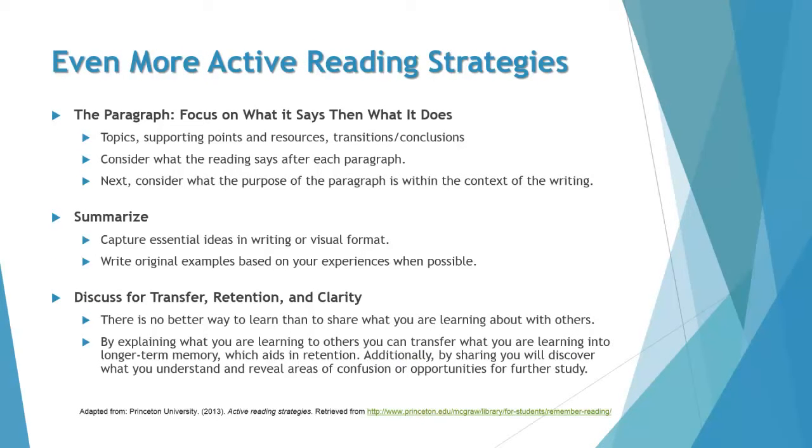Thinking of the text itself more closely, focusing in on the paragraph, it's a good idea to focus on what the paragraph says and then what it does. So for example, look at the topics, supporting points and resources, and the transitions or conclusion statements in every paragraph. The first sentence in a good paragraph typically has the topic stated very clearly. The following sentences typically have supporting points and will offer resources such as quotes, paraphrases, or summaries. And then each paragraph, if well written, will typically have a transition statement letting you know what's coming up next in the text or concluding some point.